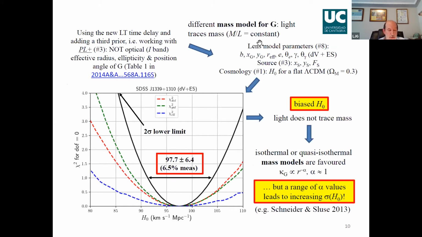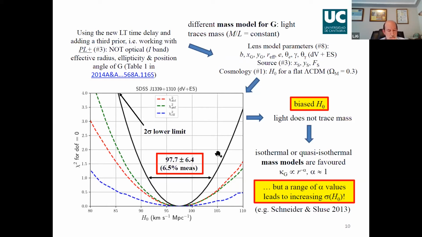In a third approach, we again consider the new LT time delay and add a new prior. We use 3 priors instead of 2 because we want to fit a de Vaucouleurs mass profile. Now we assume that light traces mass and consider a de Vaucouleurs mass profile. In this case, we use the effective radius, the ellipticity, and position angle for a de Vaucouleurs light distribution in order to constrain the mass distribution.